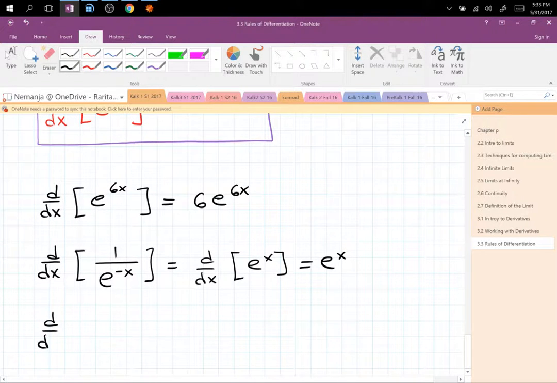How much is the derivative of e to the pi? Oh, is it pi e? Pi e or pi e to the pi minus 1.